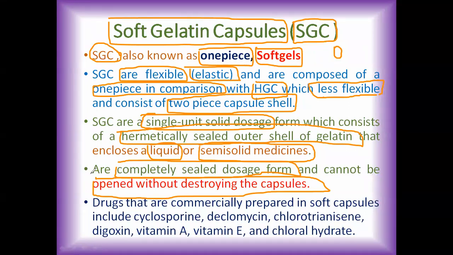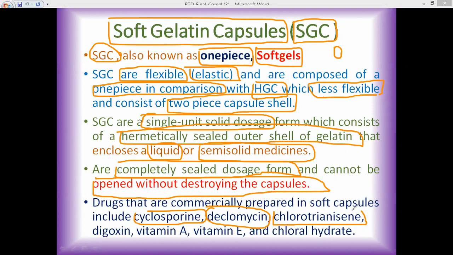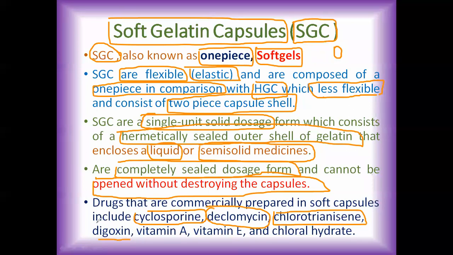Now the various commercially prepared soft capsule shells include drugs such as cyclosporine, then dicloxacillin, then we have chlorotrianisene, digoxin, vitamin A, vitamin E, and chloral hydrate. So this was in short the introduction part of soft gelatin capsules.